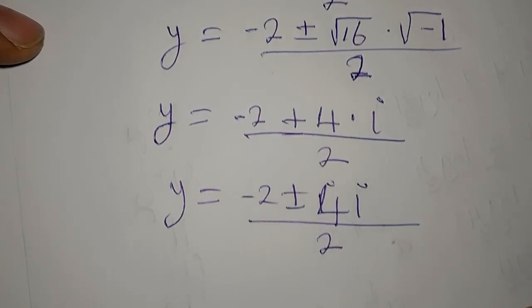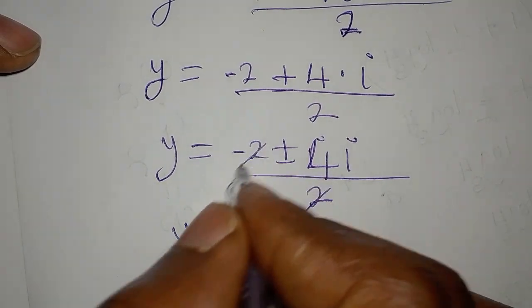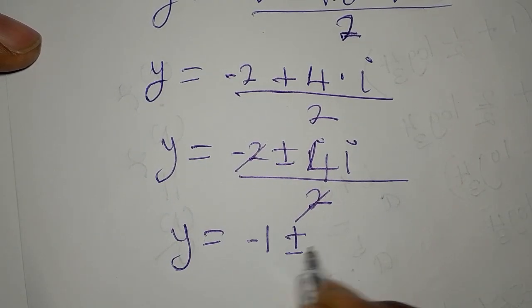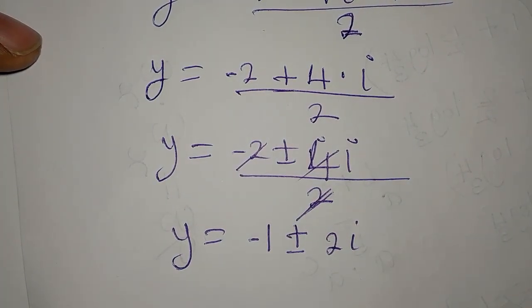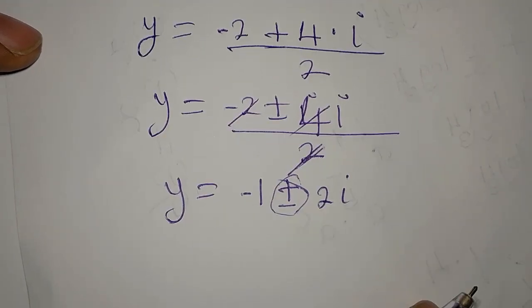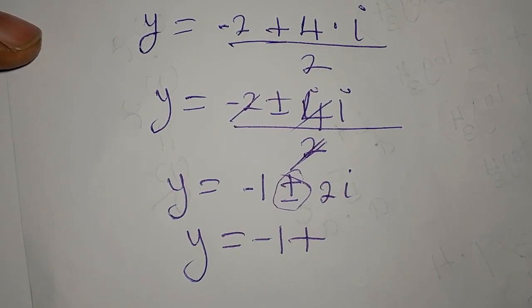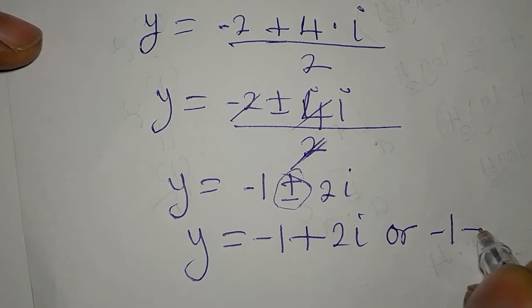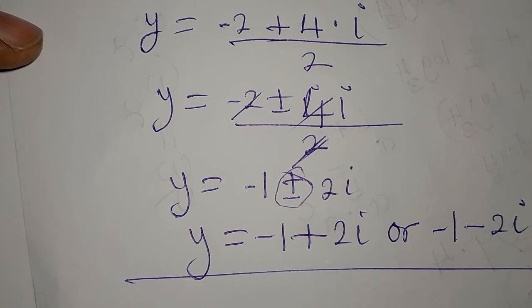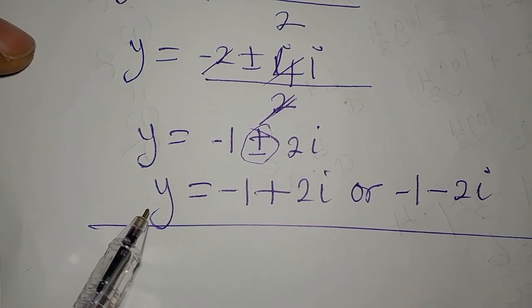To take a step further, we can have y to be 2 into minus 2 is minus 1, then plus or minus 2 into 4 is 2, then we have 2i. So this is a 2-in-1 solution because of this plus or minus. So we can say that y is equal to minus 1 plus 2i, or minus 1 minus 2i. So we have 3 solutions already. Let's bring them together. And remember that this y is representing c.